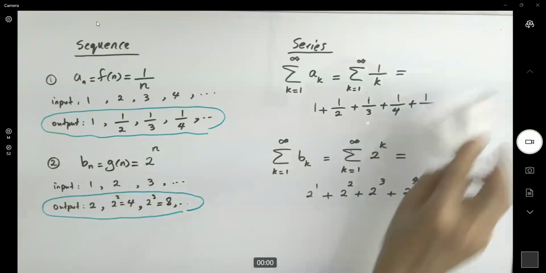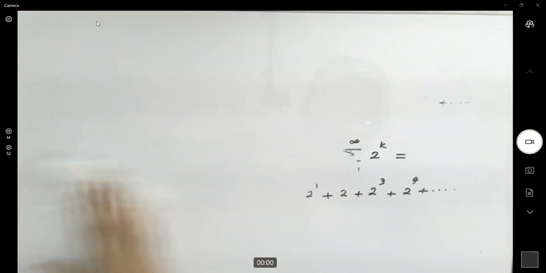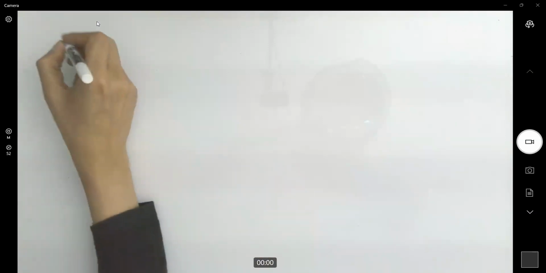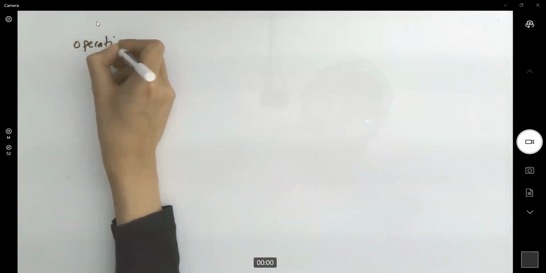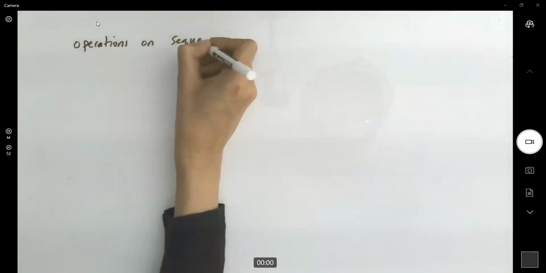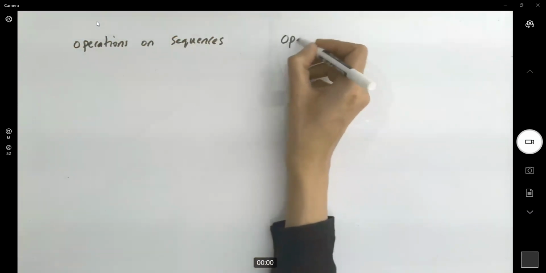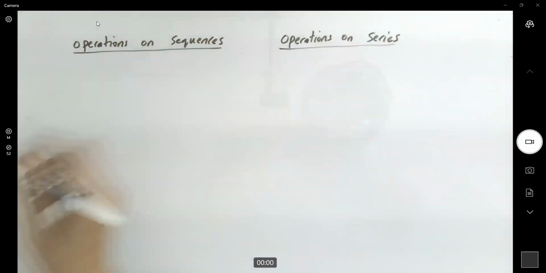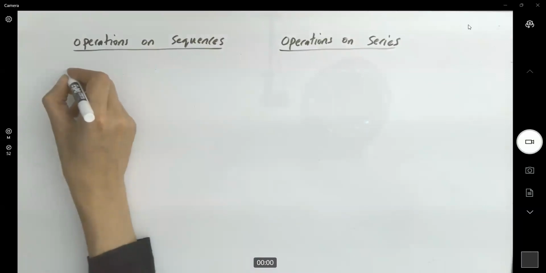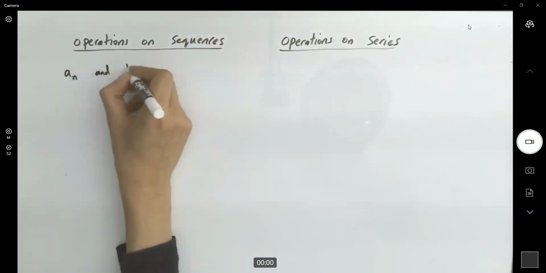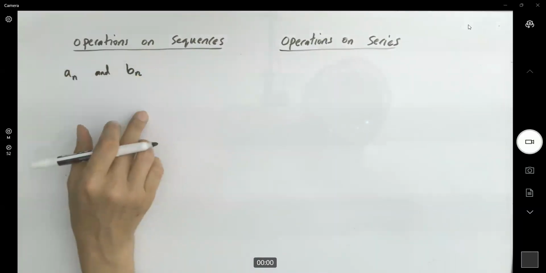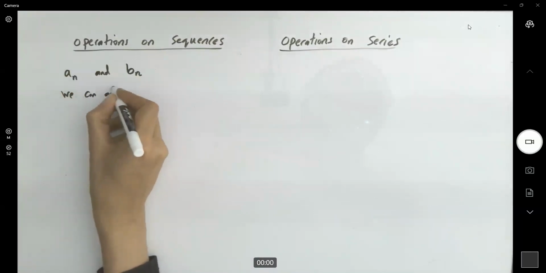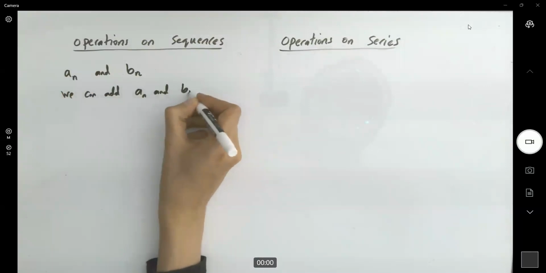So let's make it more interesting. Let's talk about operations on sequences and operations on series. Okay, let's see what we have. If you have two sequences, A sub n and B sub n, you can add these two together. We can add A sub n and B sub n.